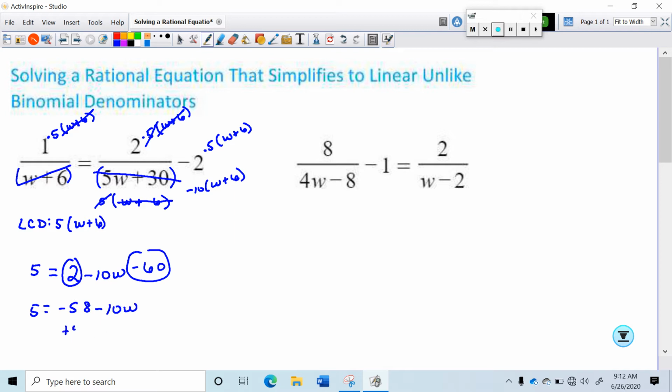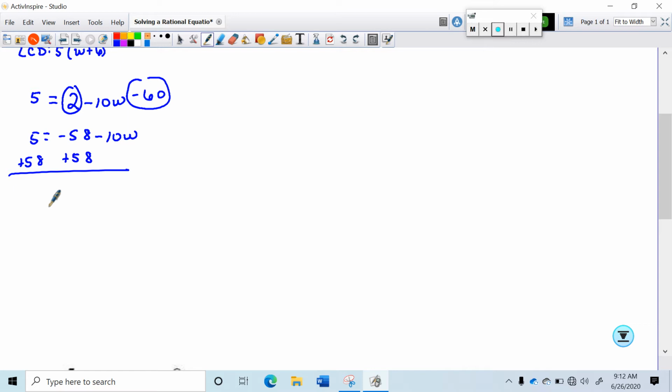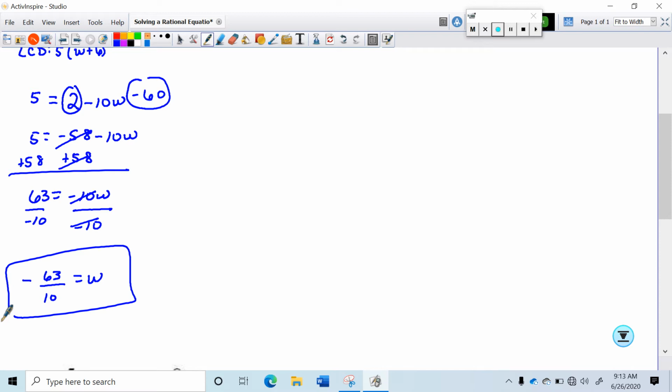I'm going to add 58 to both sides because I'm trying to get the W by itself. So I get 63 equals, opposites cancel, negative 10W. Divide both sides by negative 10. 63 over negative 10 does not simplify, so just leave it like it is. Top cancels with bottom, and this is the final answer.